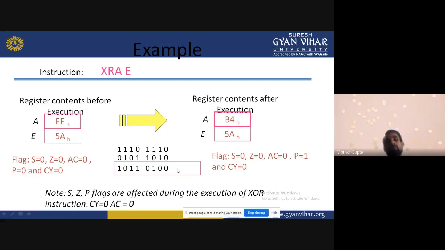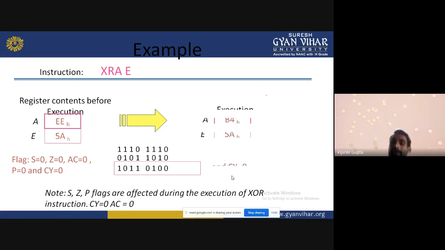So, what is the position of the flags? Sign, zero and parity flags are affected during the execution of the XOR instruction, and the carry flag and auxiliary carry flag are always 0. So the sign flag is 0, the zero flag is 0, the auxiliary carry is always 0, and for the parity flag we count the number of ones. So there are 4 ones. So the parity flag is 1 and the carry flag is 0.